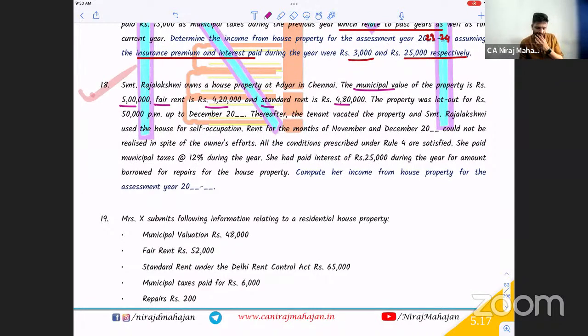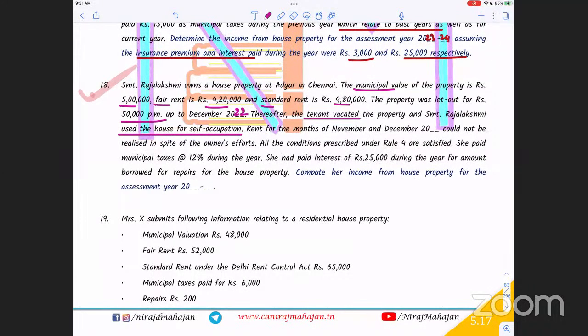The property was let out for rupees 50,000 per month, but up to December 22. From April to December, 9 months. Thereafter, the tenant vacated the property and Srimati Rajalakshmi used the house for SOP, self-occupation. Which case is this, children, now? Some part of the year SOP, some part of the year let out. We take expected rent for the entire year. We allow municipal taxes for the entire year.